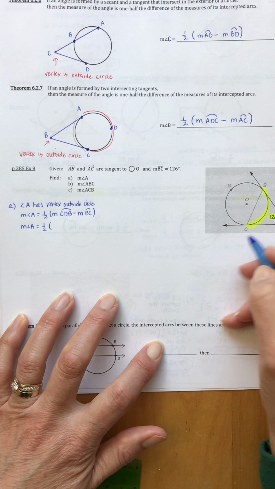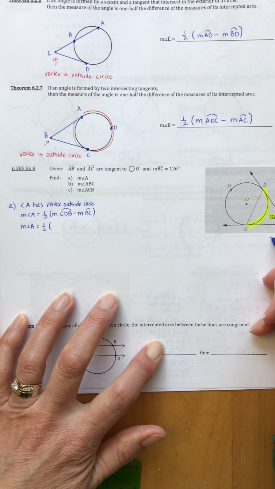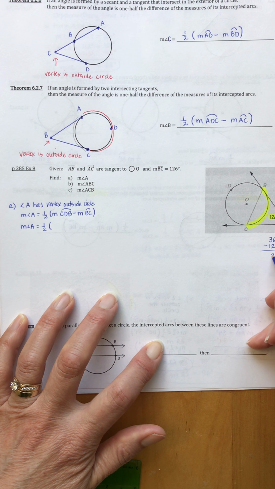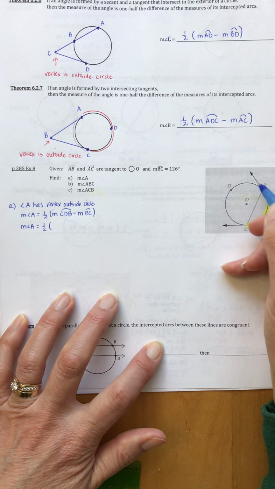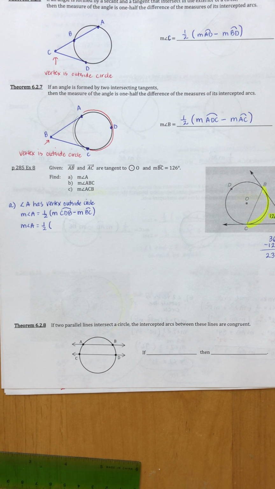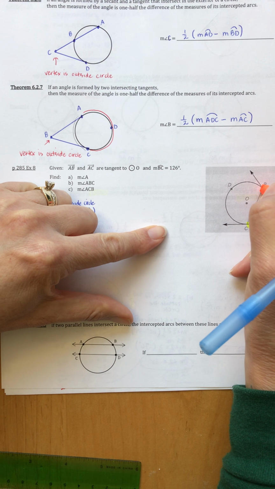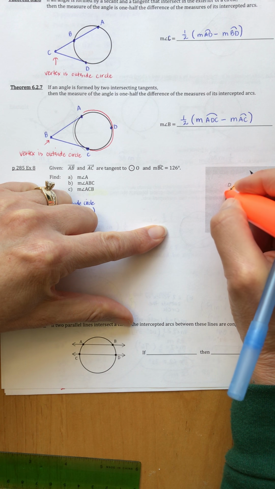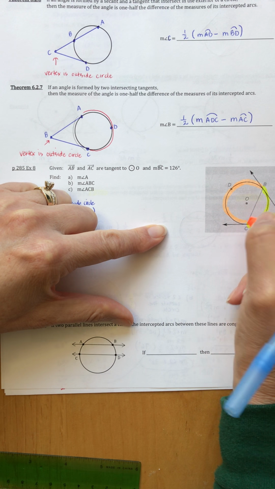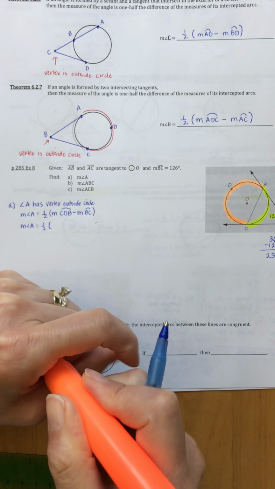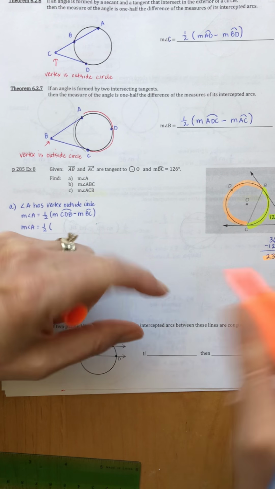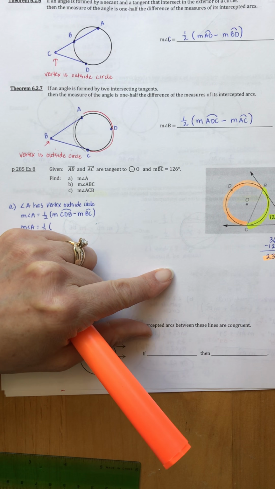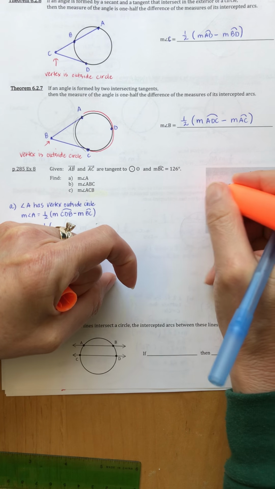So if we say 360, let's do it over here, 360 degrees minus 126, what do we get there? 234. Isn't that what the other piece has to be? Let me grab this here, mark it. All the way around has to be 360. So this part has to be 234 here.